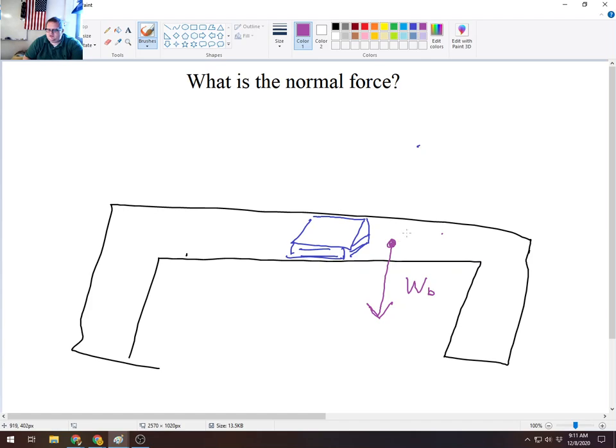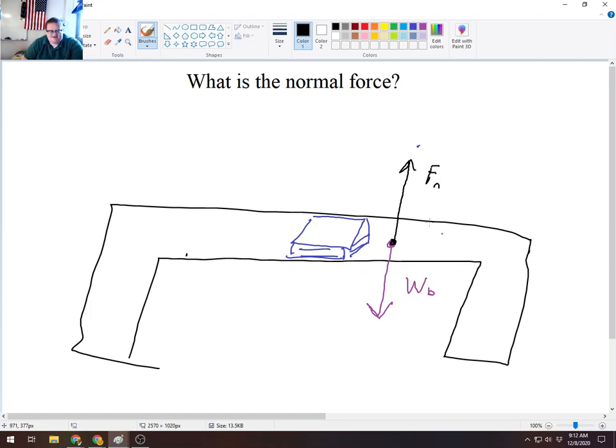So what must be true? Well, if an object is not moving at all, then what must the net force on the object be? Well, it must be 0. So what's the deal? Because I have a weight force pushing down, there must be some other force to balance this one out in order for this book to sit there and stay still, which of course we know that it does. This force is called the normal force. And it's exactly equal to the weight in this scenario.